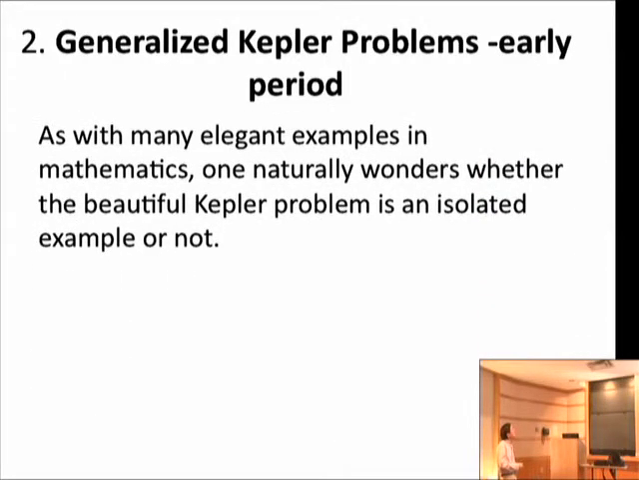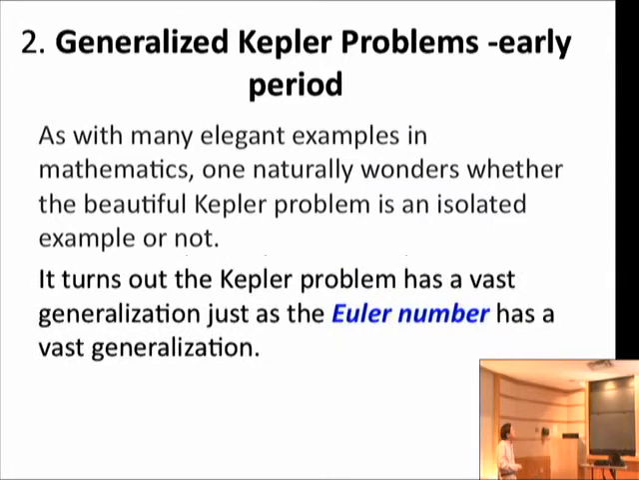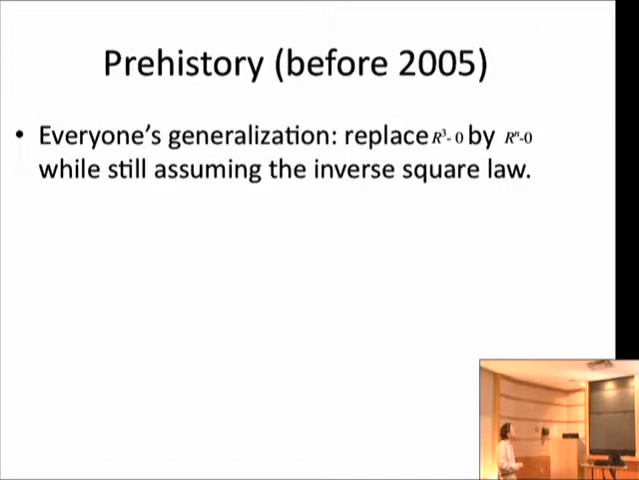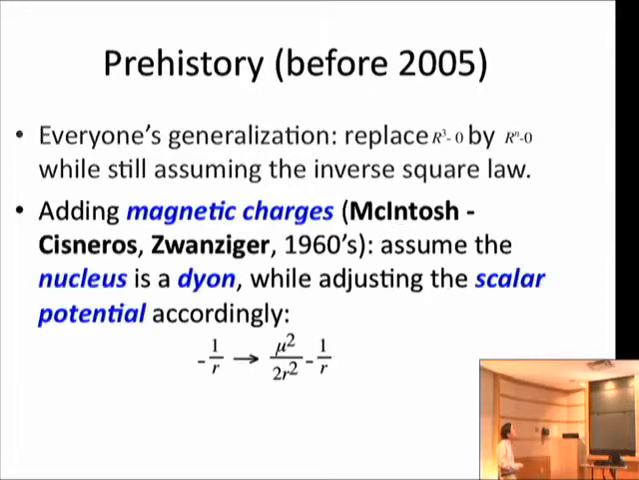Now, we'll talk about the generalized Kepler problem in its early period. As with many elegant examples in mathematics, one naturally wonders whether the beautiful Kepler problem is an isolated problem or not. It turns out the Kepler problem has a vast generalization, just as the Euler number has a vast generalization. Here is the prehistory. First, there is the generalization to higher dimensions. We replace R^3 minus the origin by R^n minus the origin, while still assuming the inverse square law. Then the system is still superintegrable.